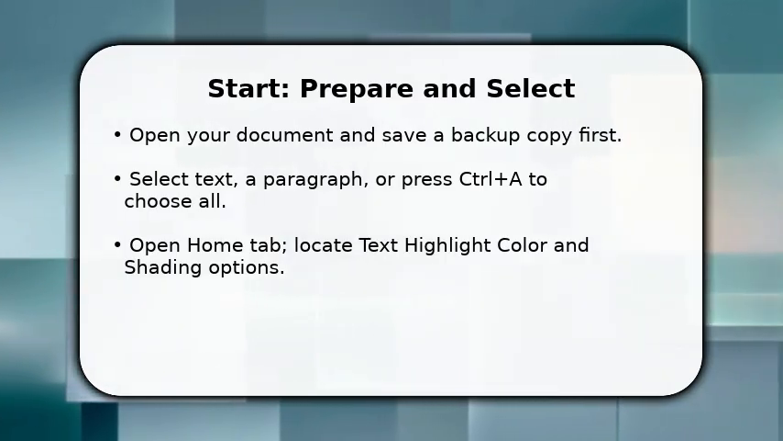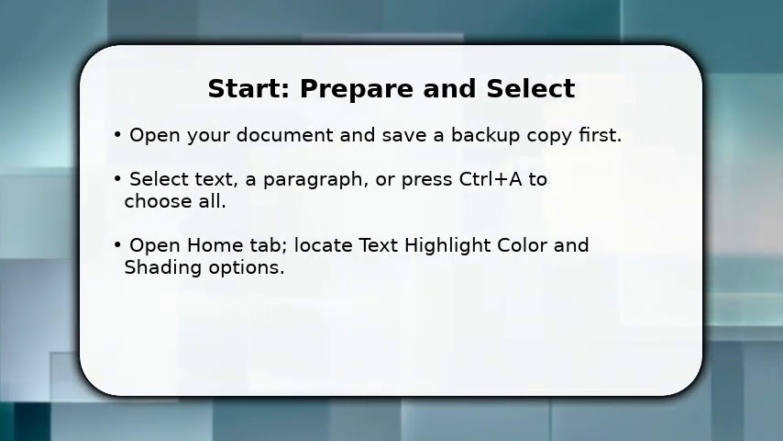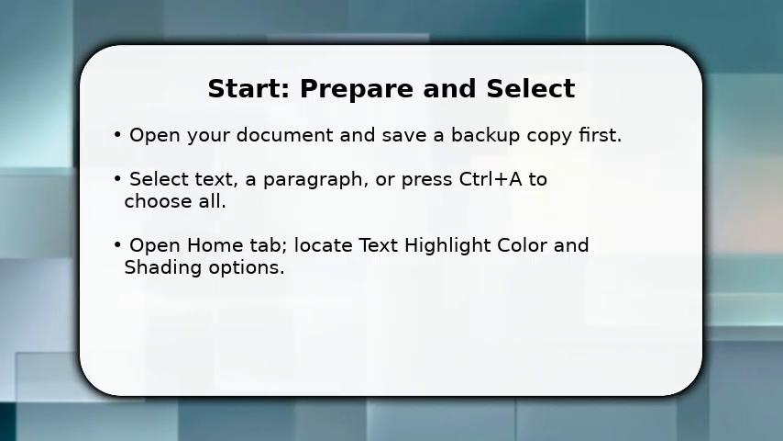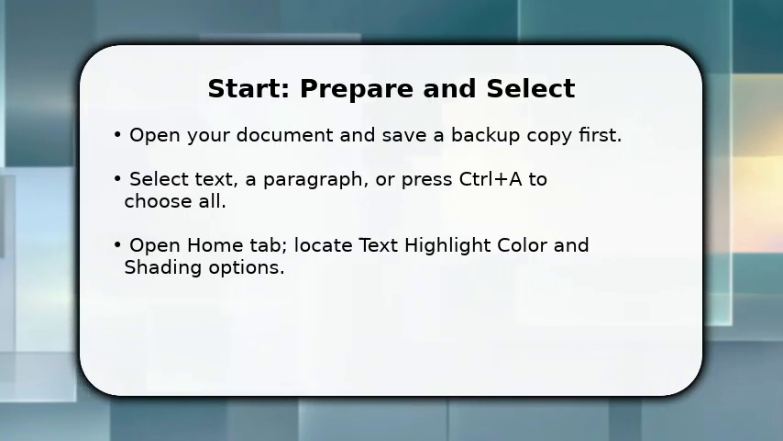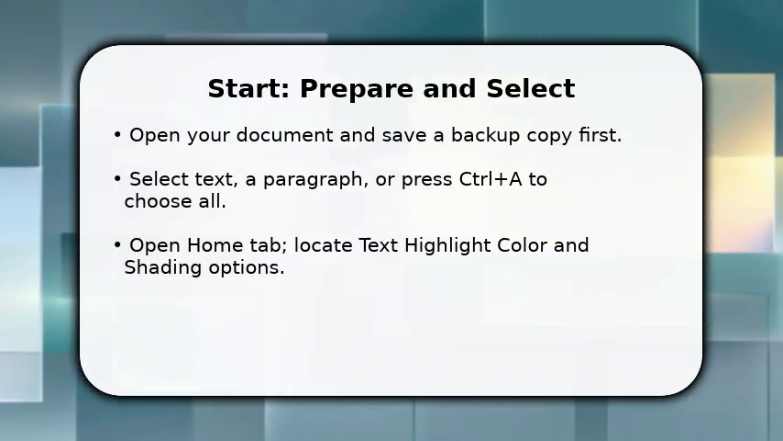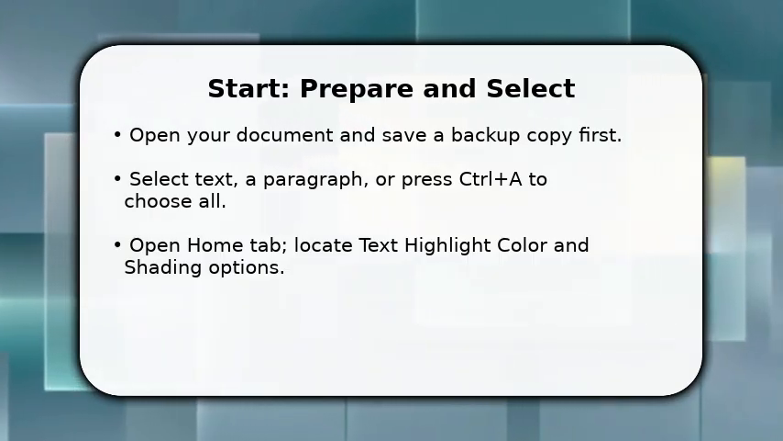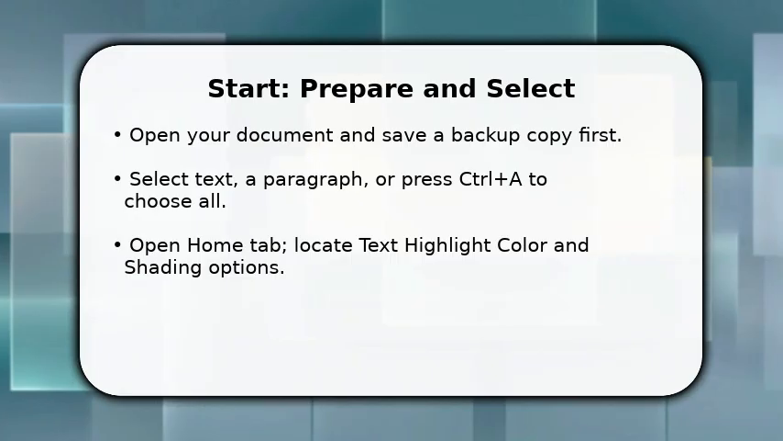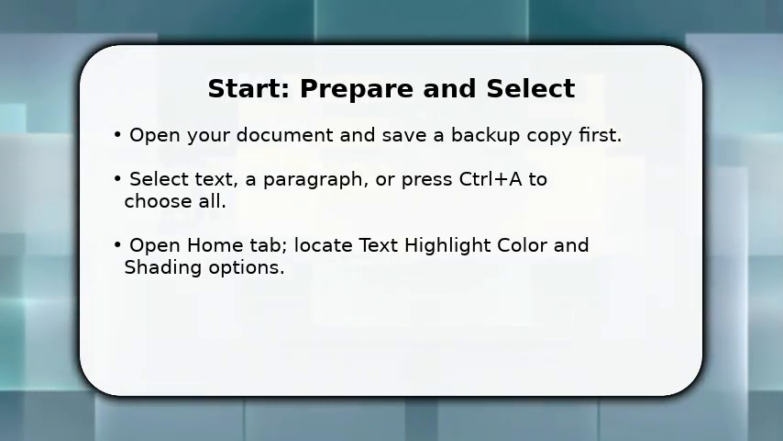First, select the text you want to alter: a single word, a sentence, or press Ctrl plus A to grab everything. Once selected, look on the Home tab for two tools: Text Highlight Color for quick highlights and the Shading control for true background fills. Use Highlight for a bright marker-style color. Use Shading when you need a uniform background behind whole paragraphs. Make this choice now, so the next steps apply correctly to your selection.